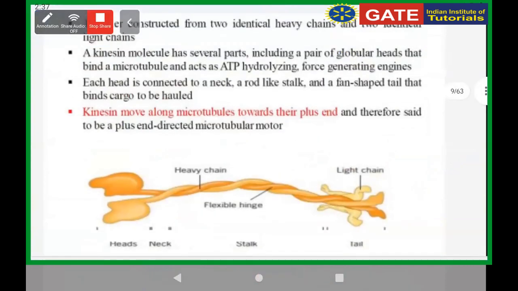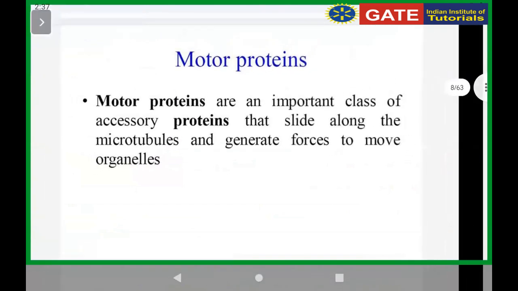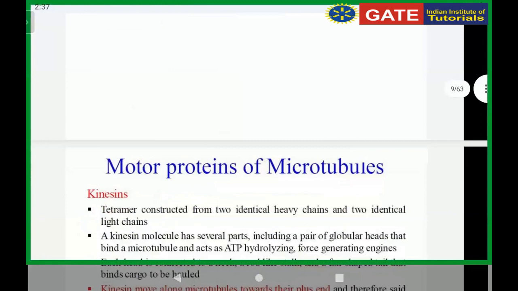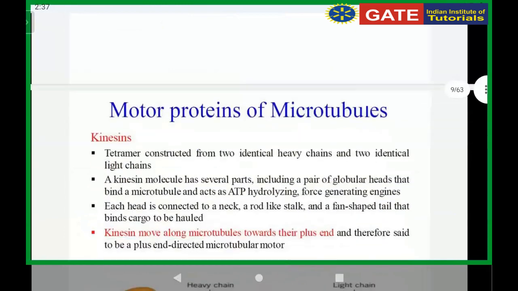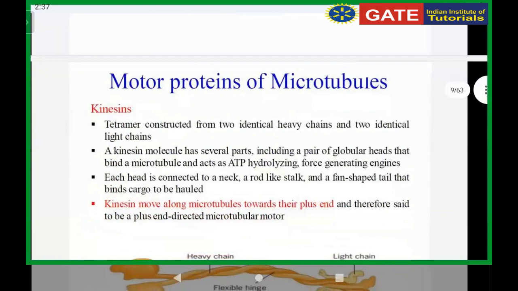Okay, let's discuss the motor proteins of the microtubule. Different cytoskeletal elements have different motor proteins. Motor proteins are important for transport of the vesicles. Motor proteins have the ability to generate energy. The energy comes from ATP hydrolysis. I will tell you later. Let's discuss motor proteins of the microtubule.